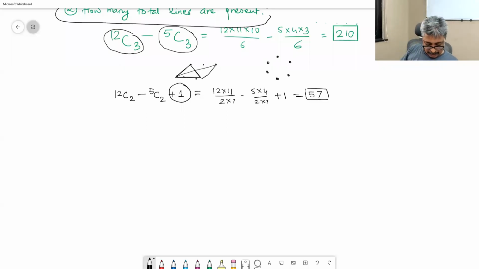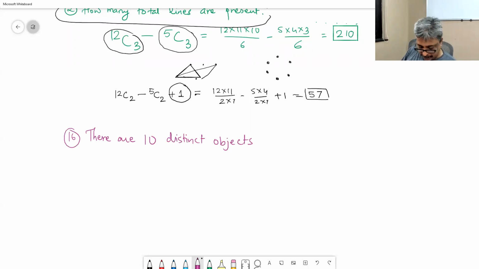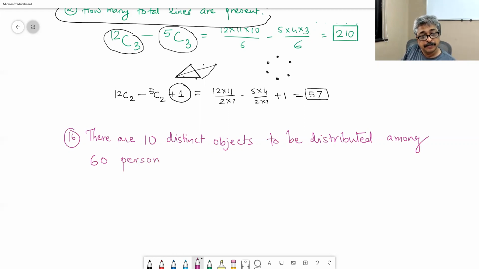Problem number 16. There are 10 distinct objects to be distributed among persons. In how many ways can this be done?